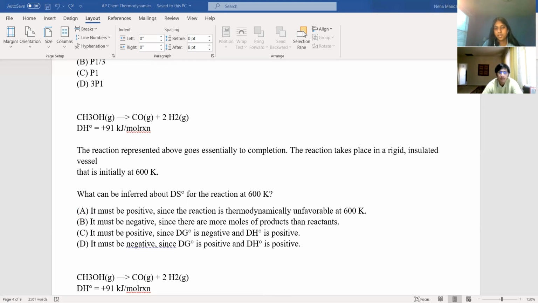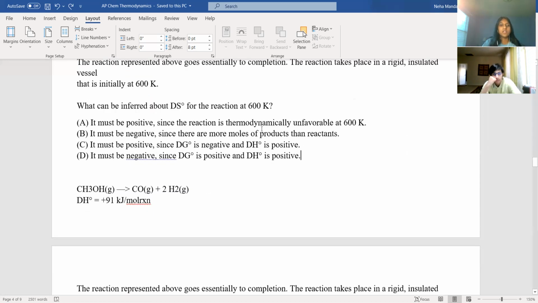So basically, I just want to explain it. Since it's 1 mole, it breaks up, so it's more disorder. So it has to be positive delta S, so I would eliminate B and D. And then this explanation doesn't make sense because it goes to completion, so it can't be thermodynamically unfavorable. If that means it's spontaneous, then delta G should be negative too.